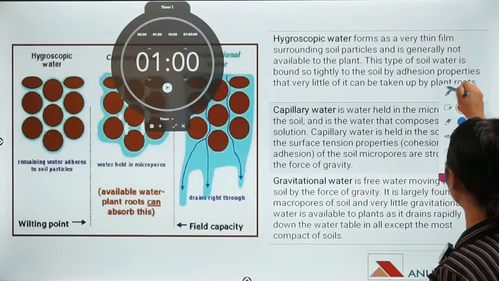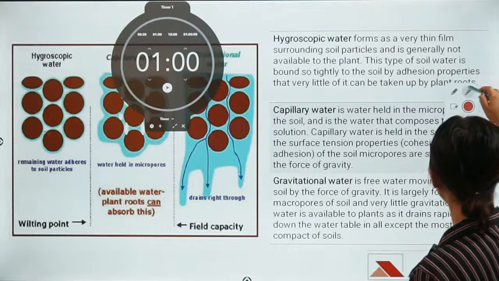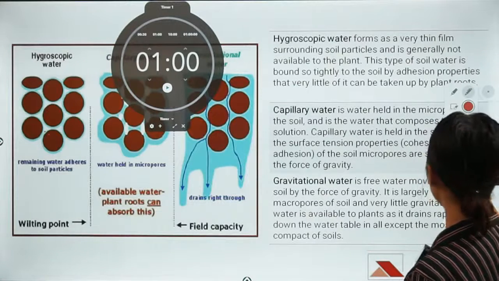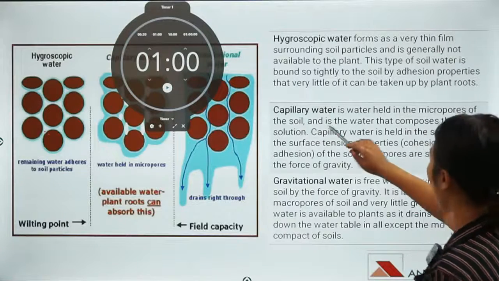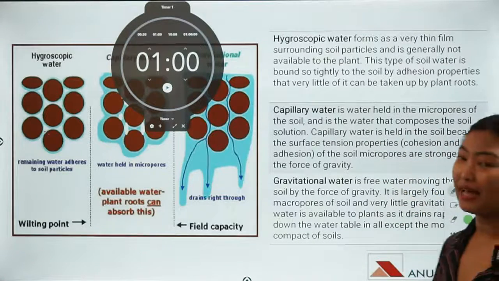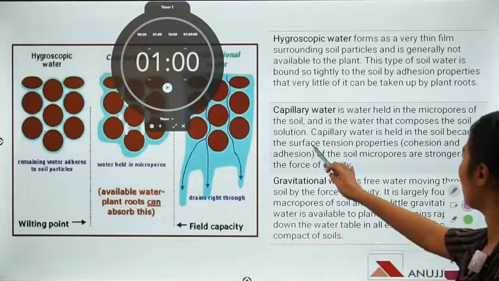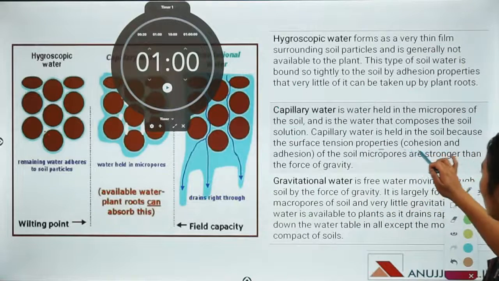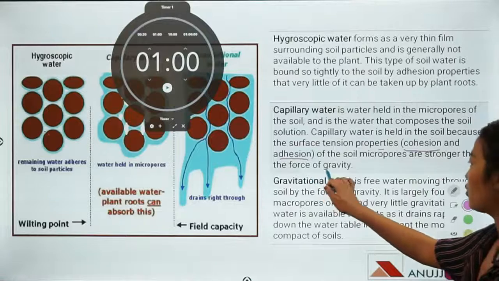And we have capillary water. Capillary water is water held in the micropores of the soil, and it is the water that composes the soil solution. It is held in the soil because the surface tension properties, which are cohesion as well as adhesion in the soil micropores, are stronger than the force of gravity.